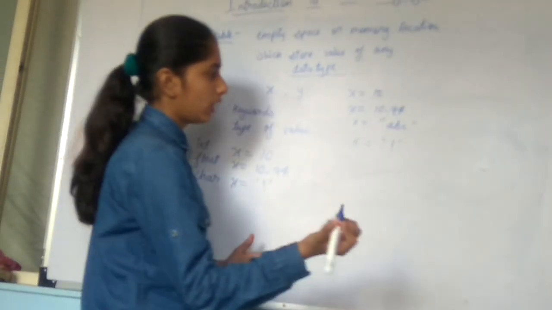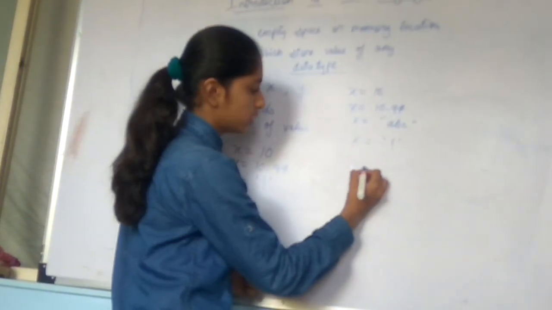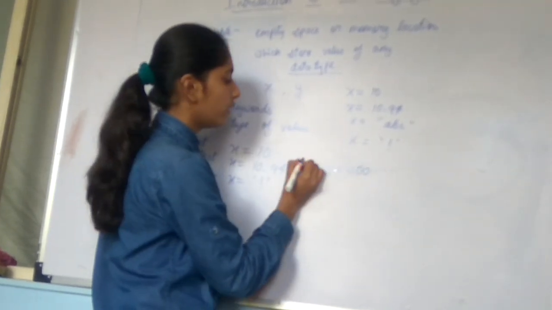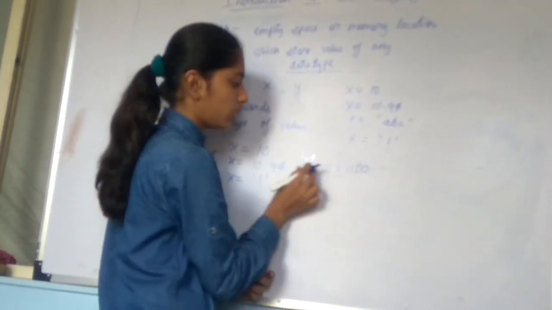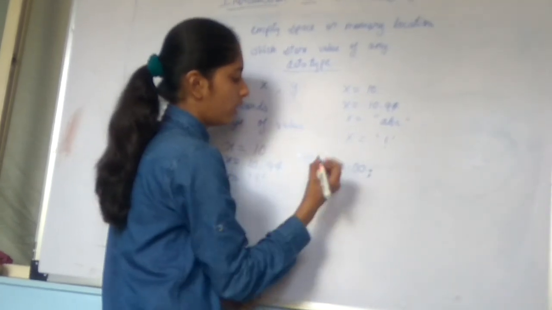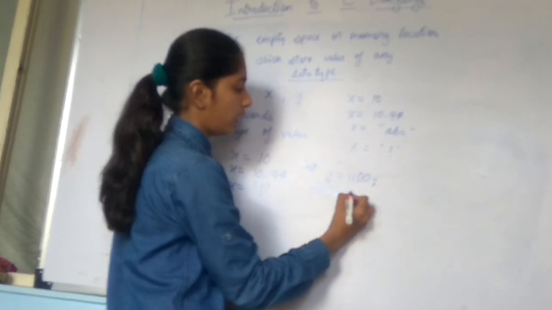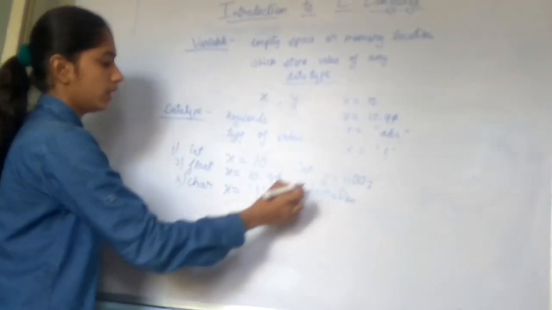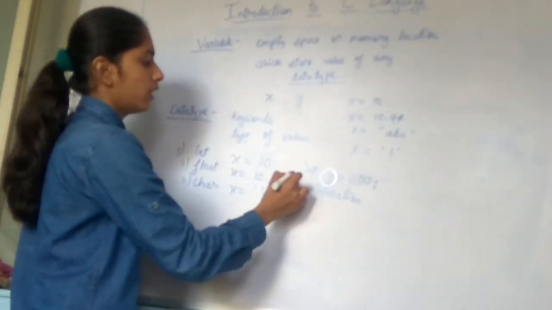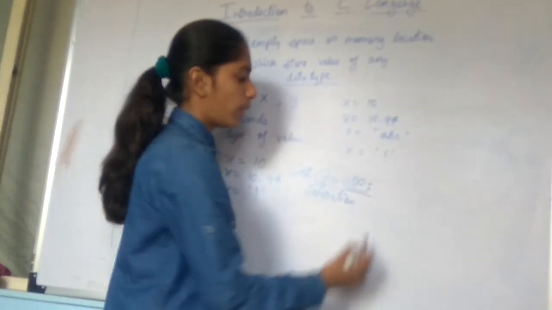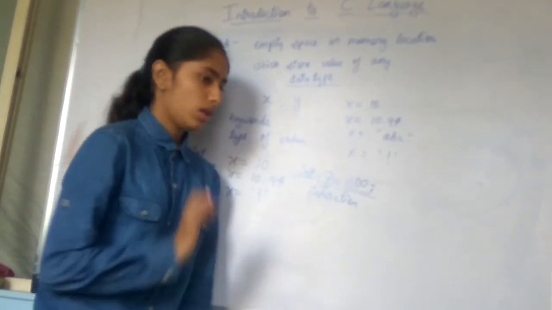So if I want to declare any value like 100 in y, then y will be of integer type. That is int y equal to 100. This will be a way of declaration of any value. So here y is my variable, int is my data type, and this 100 is my value.